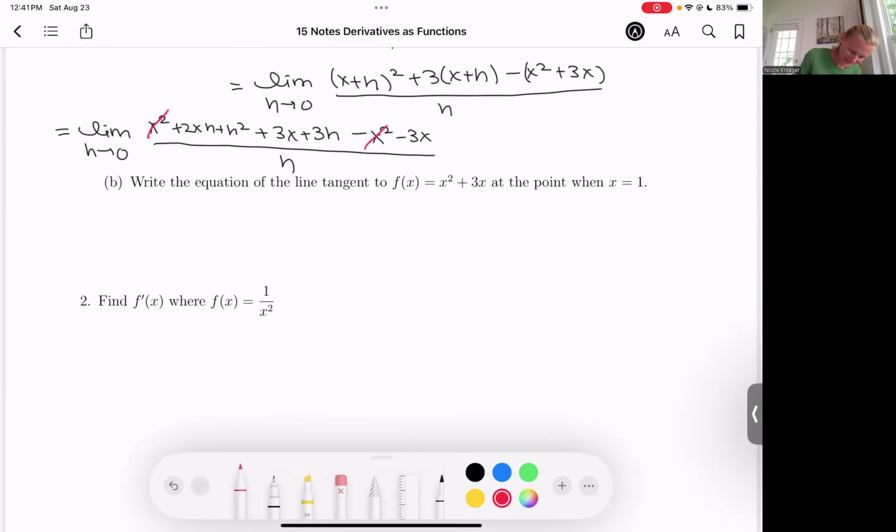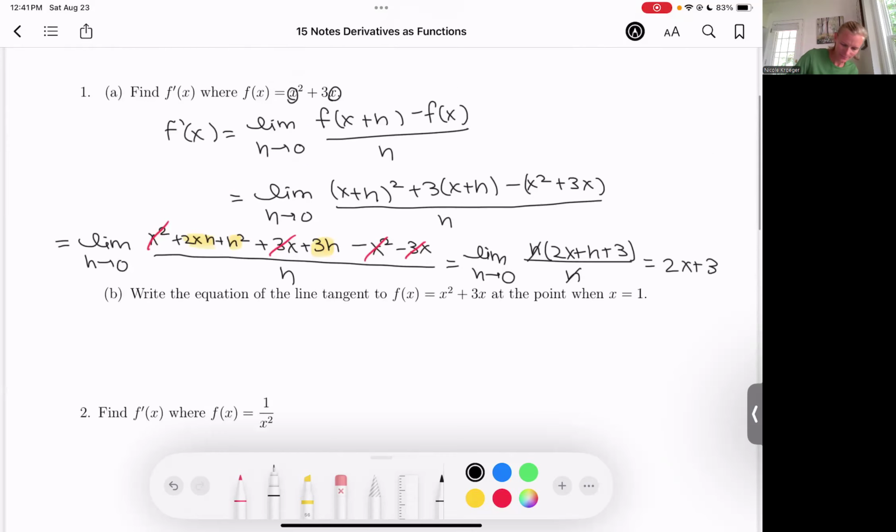So let's see, the x squareds go away, the 3x's go away, and this is good. Everything left in the numerator has an h in it. So I'm going to be able to factor an h out of the numerator, which is good because that'll cancel with the h in the denominator. So when I pull the h out, I get 2x plus h plus 3. Cancel it out with the h in the denominator. Now as h approaches 0, we'll plug 0 in for h. x stays behind, so we get 2x plus 3. Okay. So f prime of x here then is 2x plus 3.